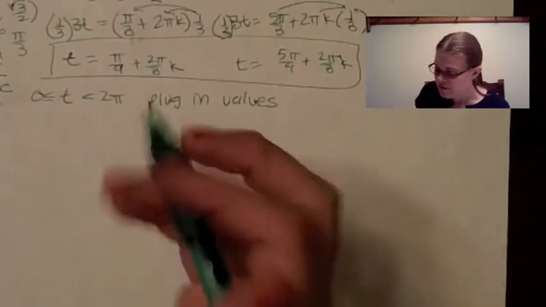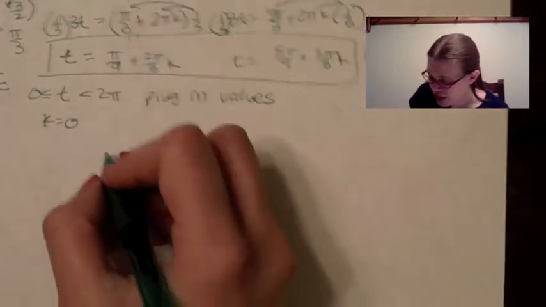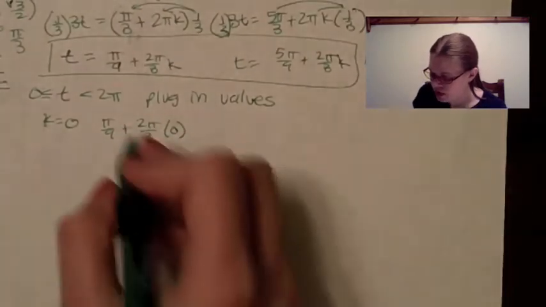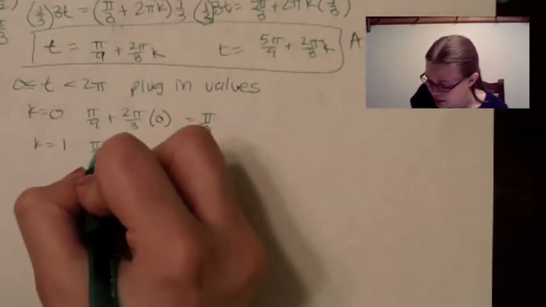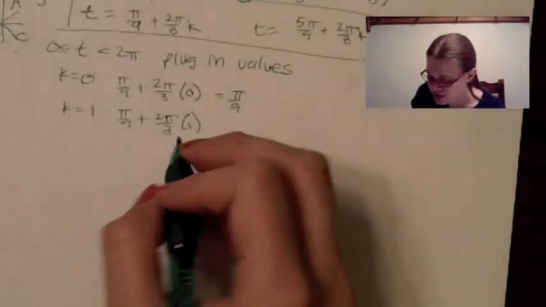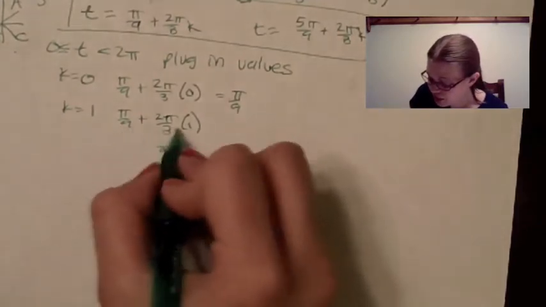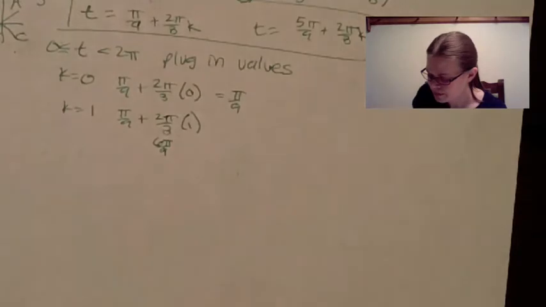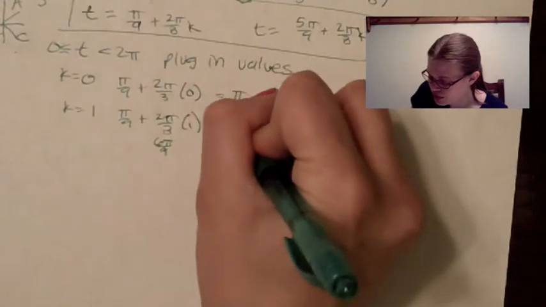Okay. So if I plug in k equals 0 for this equation that we have, I'm going to have pi ninths plus 2 pi thirds times 0, which is just going to give you pi ninths. If I plug in a 1 for k, I'm going to get pi ninths plus 2 pi thirds times 1, which is just 2 pi thirds. So really, if you get a common denominator, the common denominator between 3 and 9 is 9. To go from 3 to 9, you multiply by 3, so the top is 6 pi ninths. Okay? So I'm going to do pi ninths plus 6 pi ninths, which gives you 7 pi ninths.